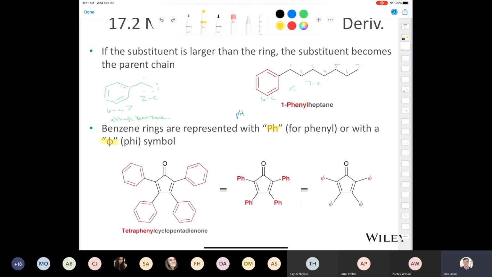Okay, so we'll generally use Ph. So we have tetraphenyl cyclopentadienone right here, and you can imagine that it's a lot easier to draw this than to throw in all of those aromatic rings. So time savers, right? Scientists like to get the maximum amount of work done for the minimum amount of effort.